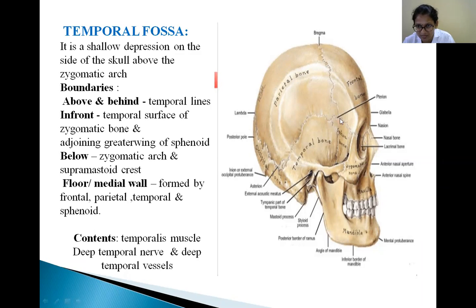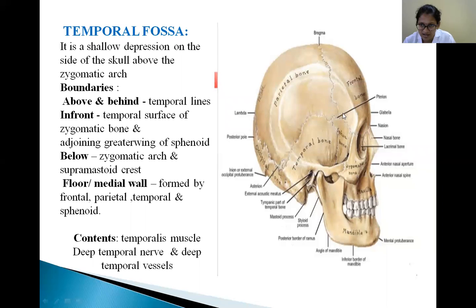The horizontal limb of the suture is formed by the anterior-inferior angle of the parietal bone. See, this is the anterior-inferior angle of the parietal bone, and this is the posterior-inferior angle of the parietal. The anterior-inferior angle along with the tip of the sphenoid forms the horizontal suture. This H-shaped suture is called the pterion, a meeting place between the frontal bone, parietal bone, temporal bone, and sphenoid.